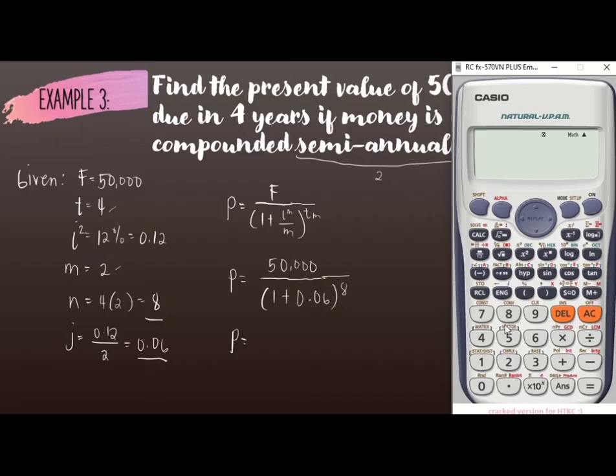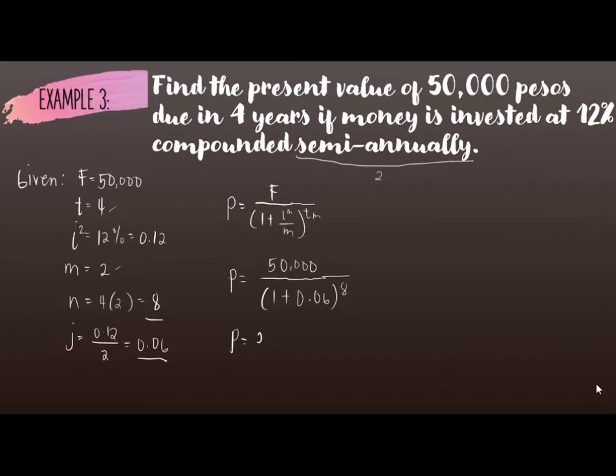Okay, so input natin sa ating calculator. So, 50,000 pesos over 1 plus 0.06, raised to 8. Then equal. So, 31,370.62. So, yun yung principal amount or yung present value natin. 31,370.62.